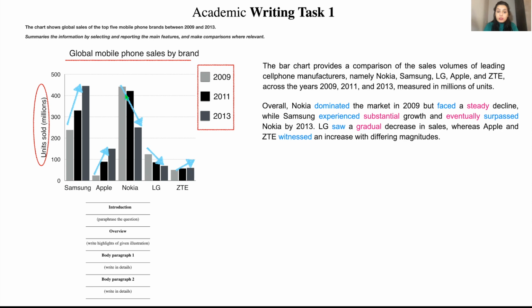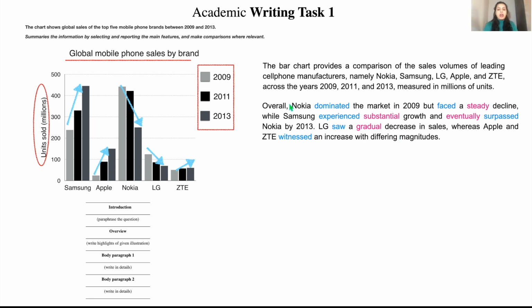That's why we have used what we have used. We know that Nokia was the dominant player in the market, but it was surpassed by Samsung by the end of the period, in 2013, right? So this is a key factor, a surprising or striking feature here. That's why we have mentioned it. All right, I hope you got this. The rest, Apple, LG and ZTE, we have mentioned in a different sentence because they all have lower sales volumes than Samsung and Nokia.